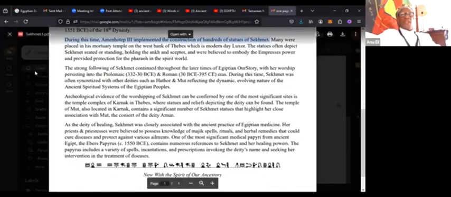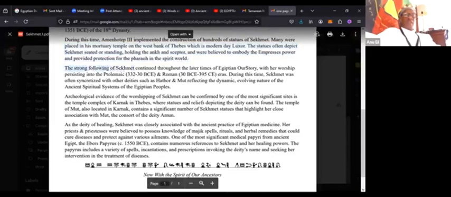Many were placed in his mortuary temple on the west bank of Thebes, which is modern-day Luxor. The statues often depict Sekhmet seated or standing, holding the ankh and scepter, and were believed to embody the empress's power and provided protection for the pharaoh in the spirit world.